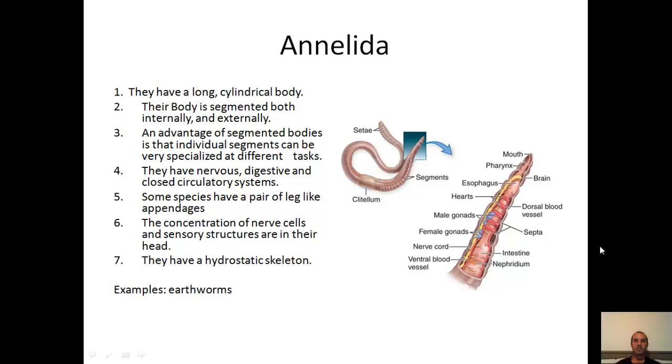And then we have annelids. An example of an annelid would be an earthworm. They have a long cylindrical body, bilaterally symmetrical, segmented internally and externally, which allows them to specialize different body areas for different tasks. They have a nervous system, digestive system, and a closed circulatory system. And because they have a coelom, they have that hydrostatic skeleton, which helps absorb shock in the body cavity.